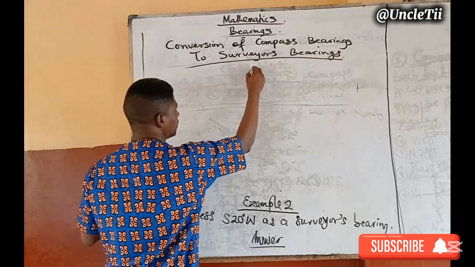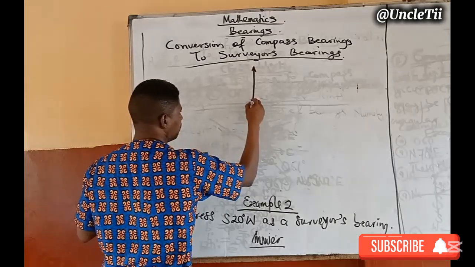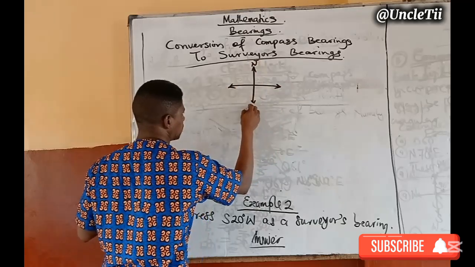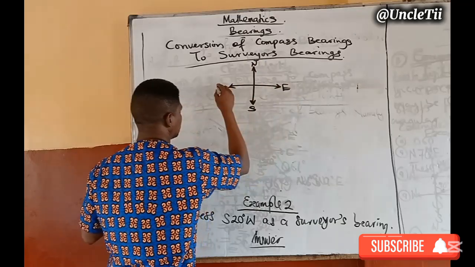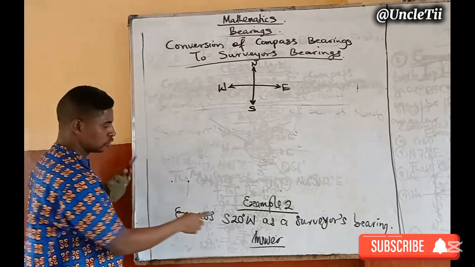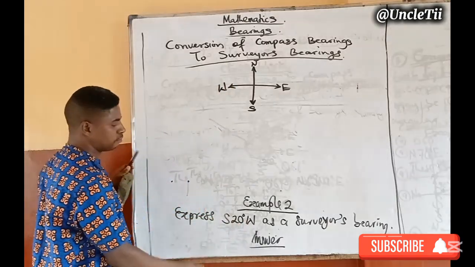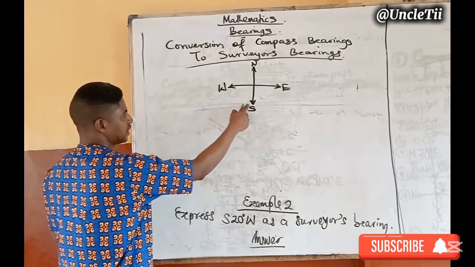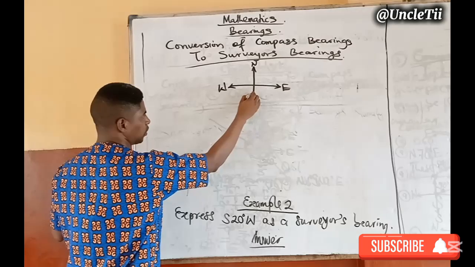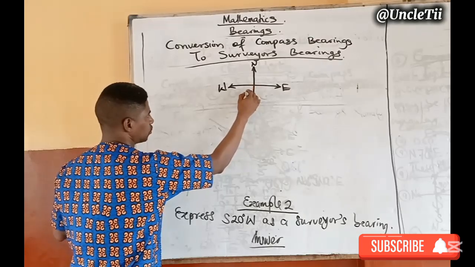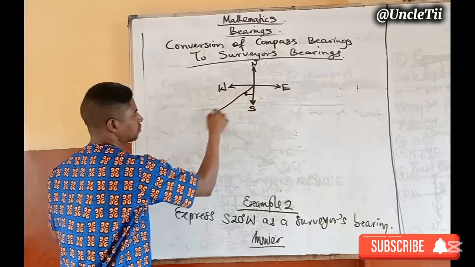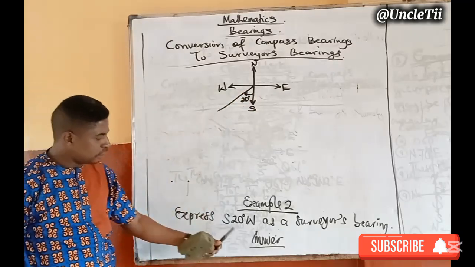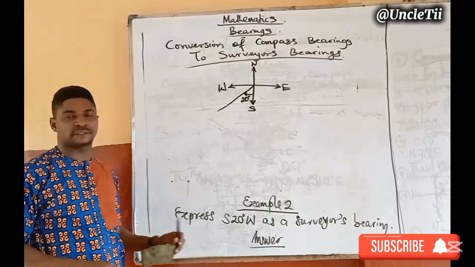So the diagram for this will be: that is north, here is south, here is east, and here is the west. 20 degrees west of south means move 20 degrees from the south towards the west. Here is the south, that's the west. So we are moving 20 degrees from the south towards the west. So this is the 20 degrees. So this diagram illustrates this compass bearing.